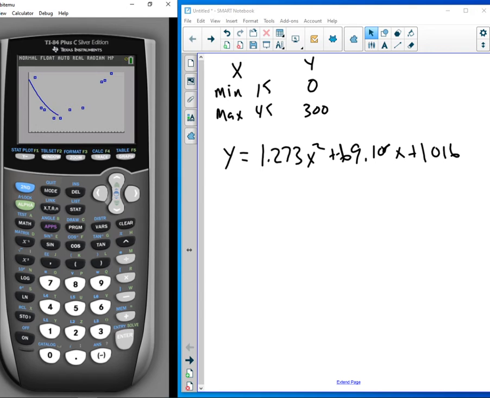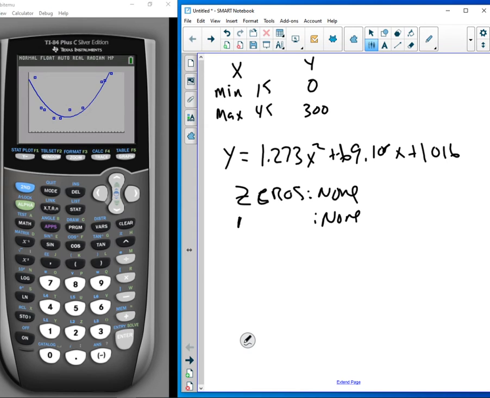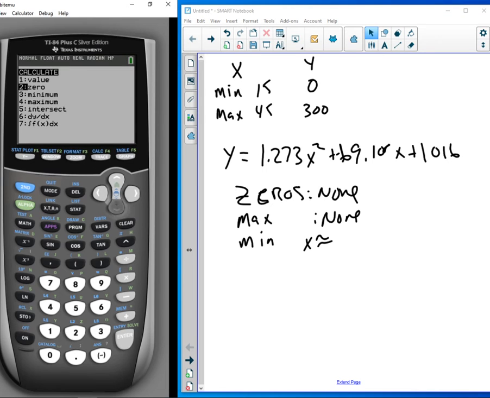So now I have my equation, and I can answer my questions from here. From what I can see, this thing has no zeros. Zeros: none. There are no maximums. It has a minimum, and that is at about X approximately 27. And I'm going to let the calculator do that for me. I'm going to hit second calculate and tell it to go to the minimum, not the maximum, the minimum, and I'm going to hit enter.